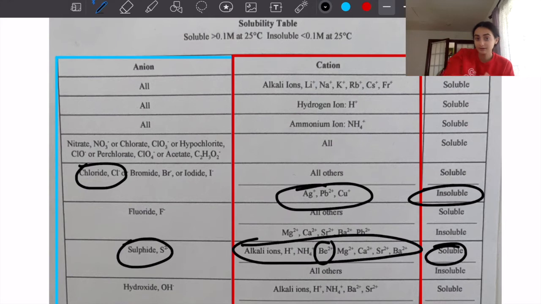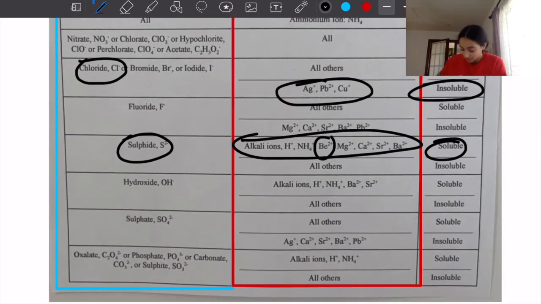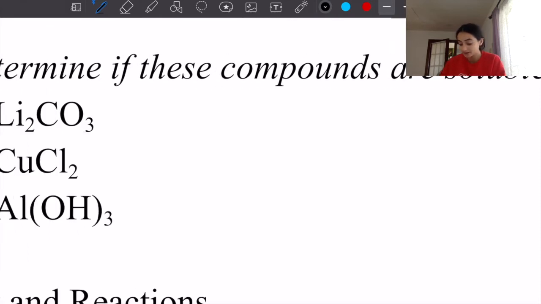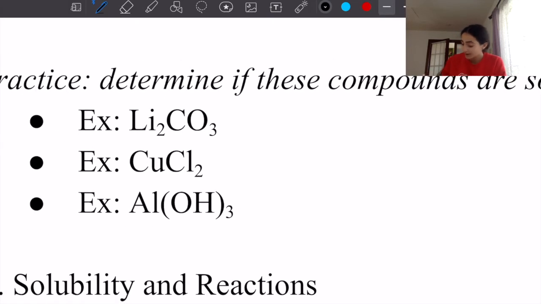We can also double check that by going down to the carbonate section and seeing that it is soluble with alkali ions, H plus and NH4 plus, and lithium is an alkali ion. So I'm going to write that Li2CO3 is soluble.